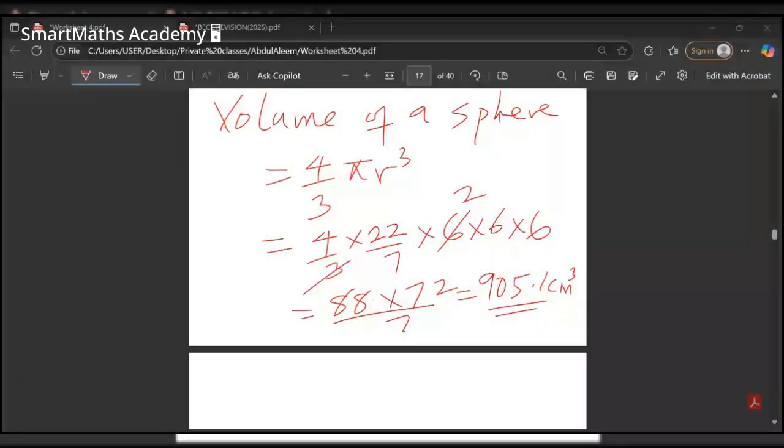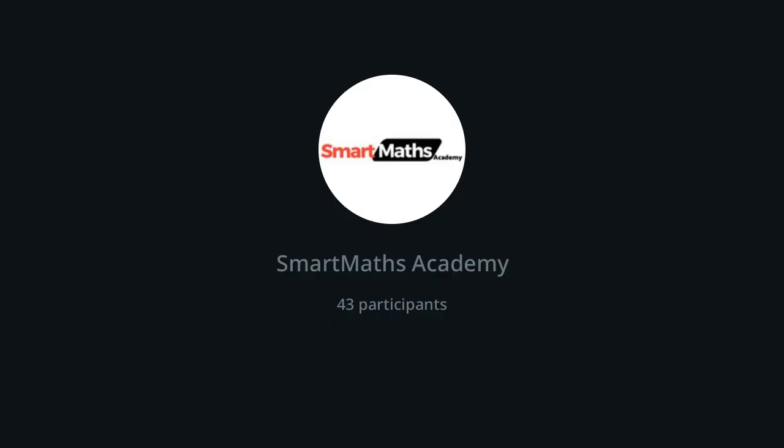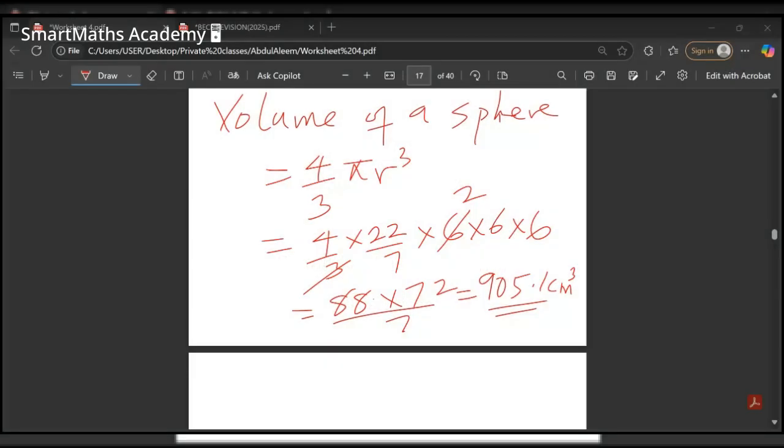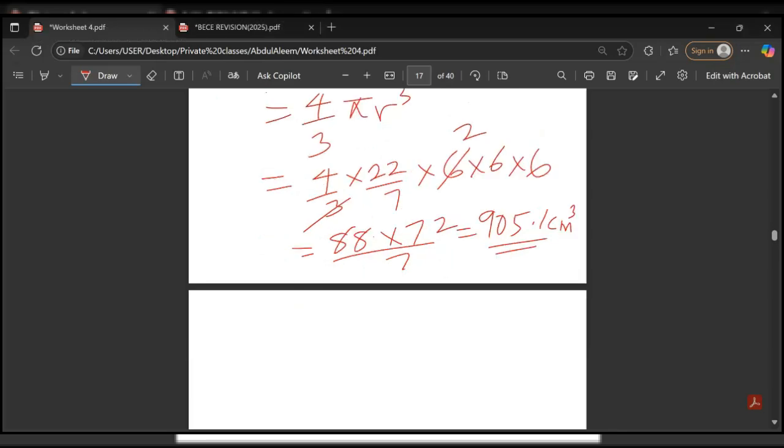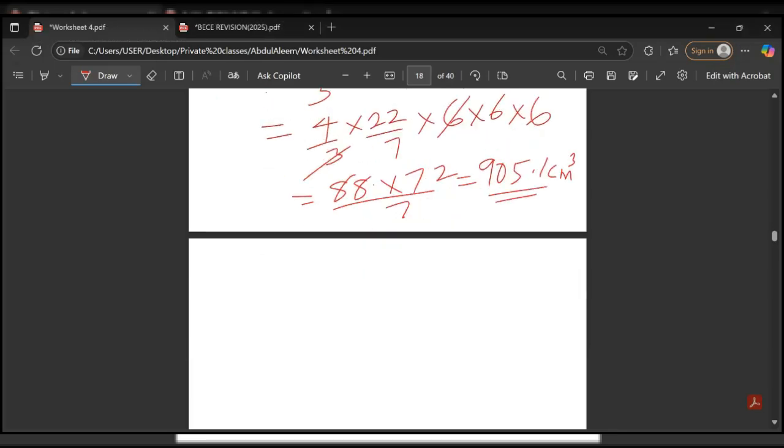So move to the next question. The next question I have is change of subject of formula. You have to change V equals 1/3 pi r squared h. You want to change it to r. You want to make r the subject of formula.